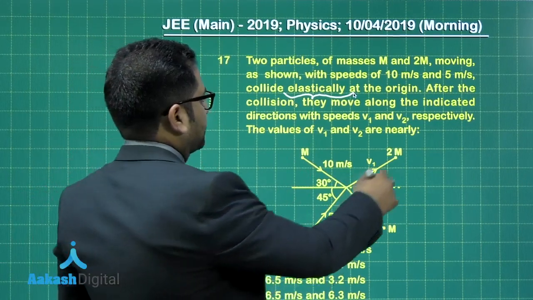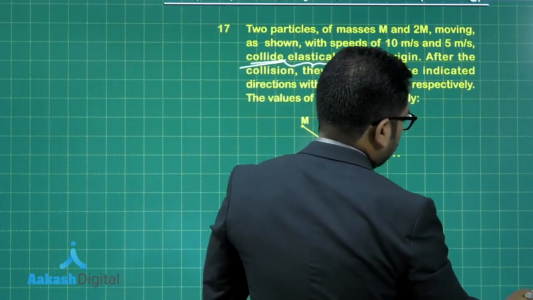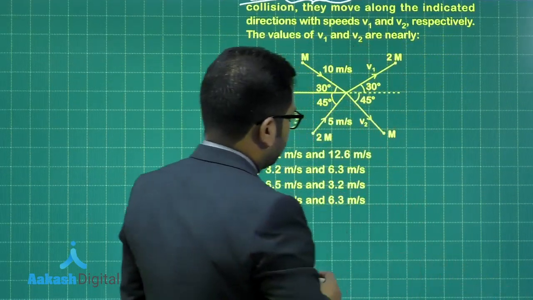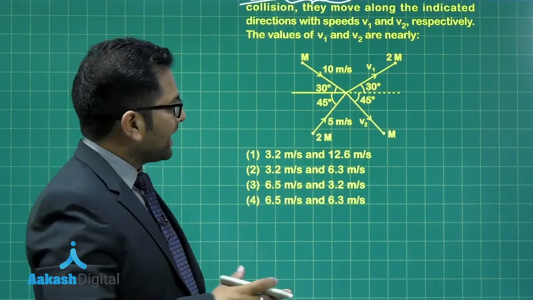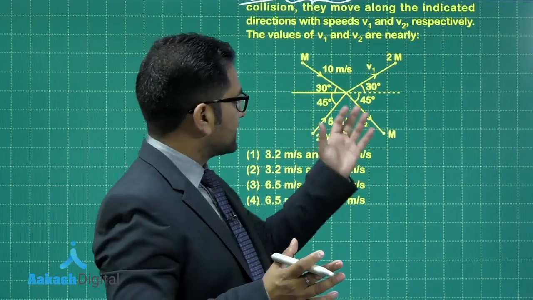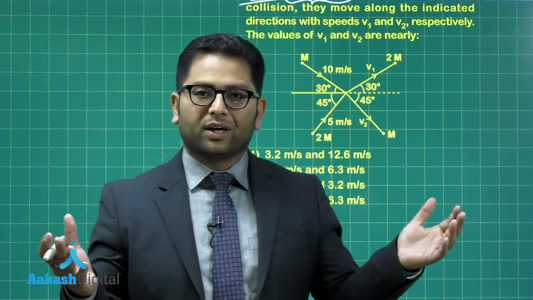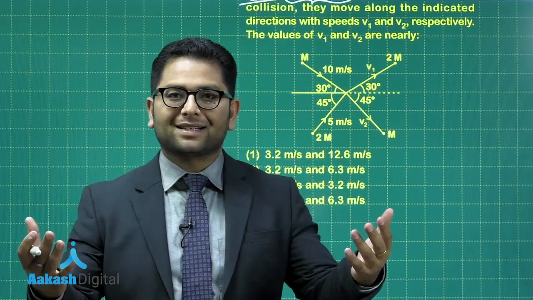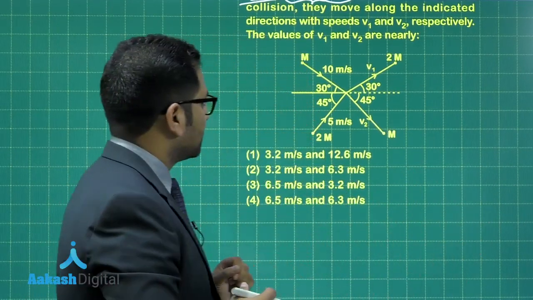Well, it's a collision, so we know in this case the linear momentum conservation would be valid. Let's conserve the momentum along x and y, and I think that would be more than sufficient, because I have two unknowns, and for two unknowns I require two equations. Just by conserving linear momentum along x and along y, that's going to give me the values.